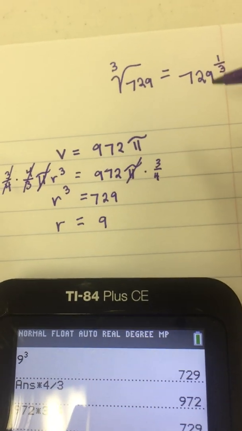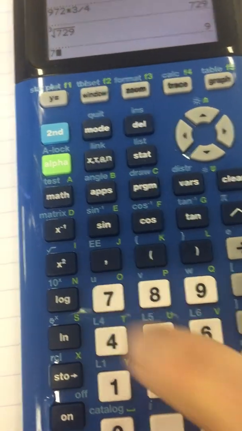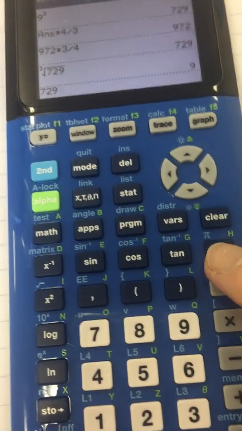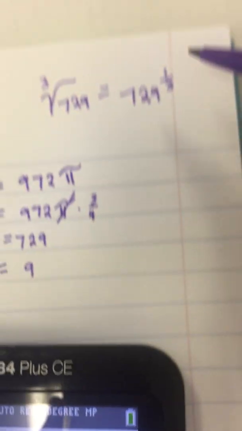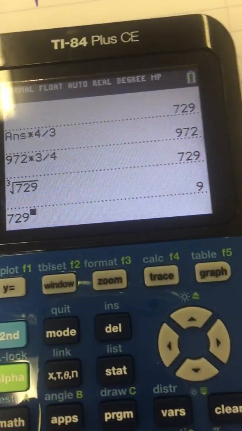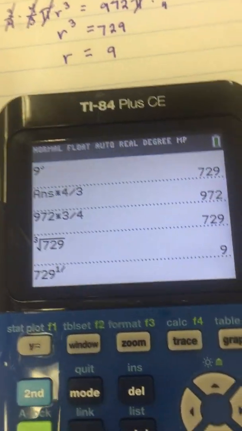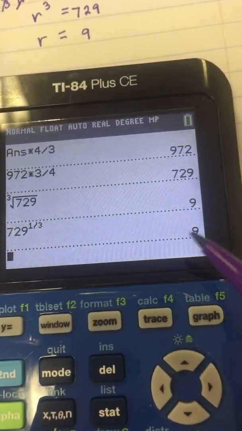So the way you would do this in your calculator is you would say 729, and then we're going to raise it to a power, and that power is 1/3, or 1 divided by 3, because a fraction is always a division problem. So 1 divided by 3, and there we go. And that's still going to give us the cubed root of 9.